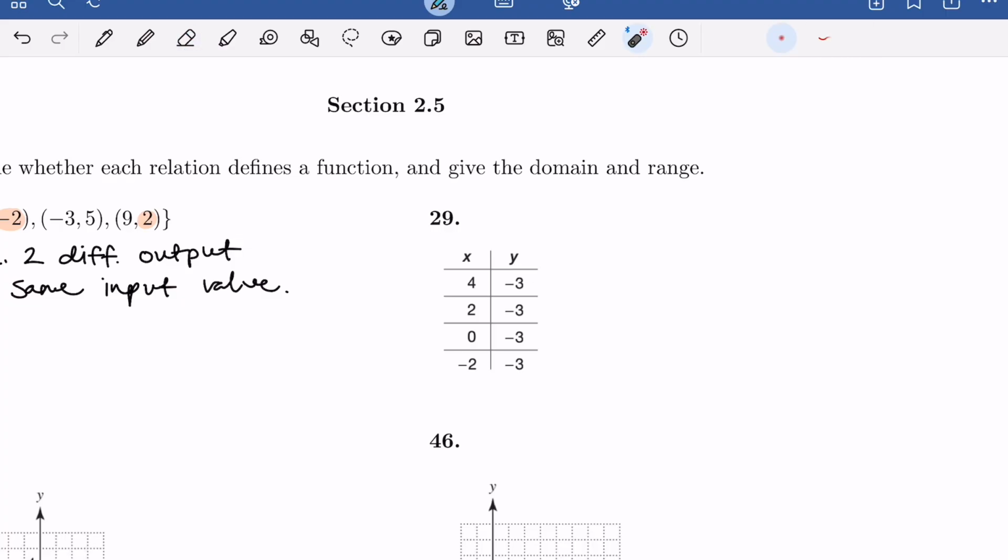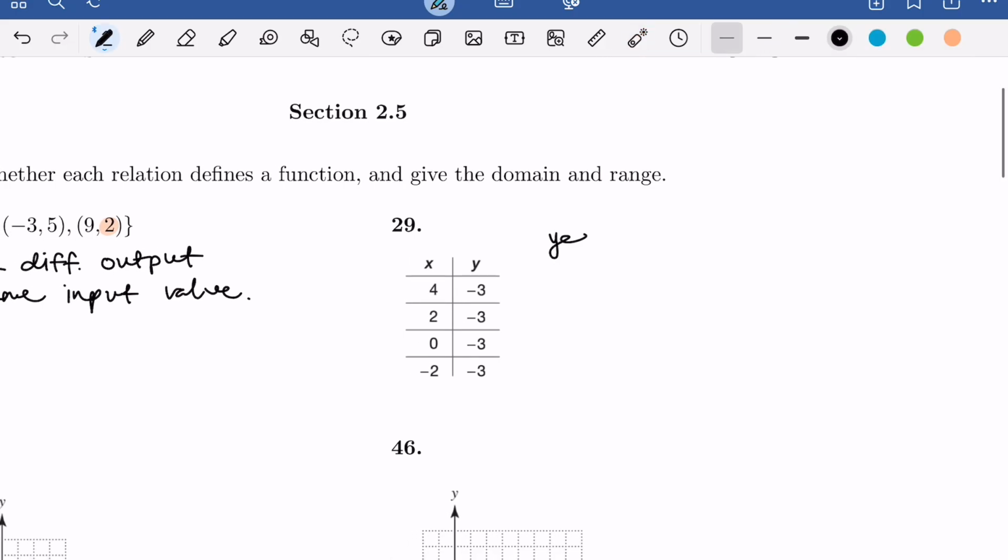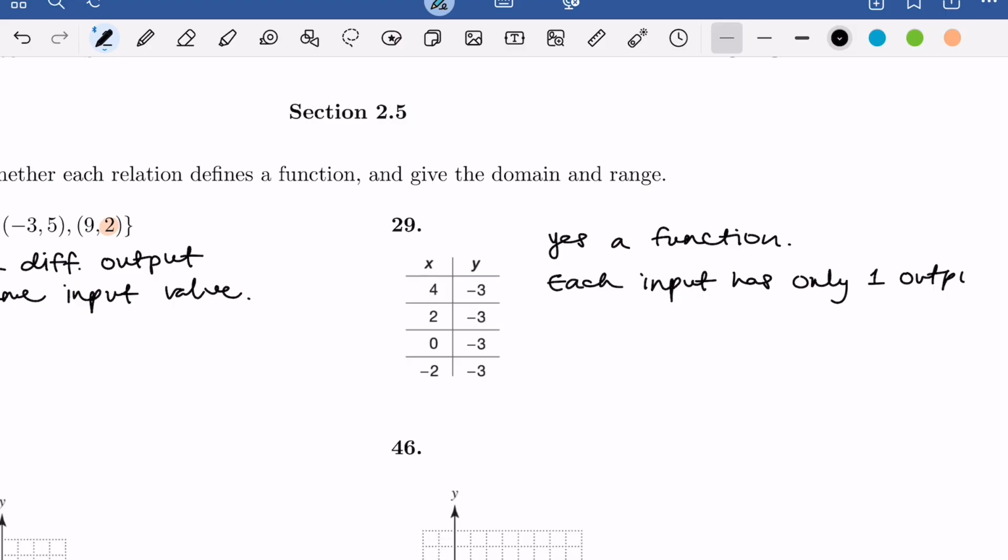Even though we have all of these repeated y values here, we don't have any repeated x values. Every single input needs to correspond to only one output, but we can have multiple outputs as long as they don't correspond to a same input value. That was the issue we ran into here. These two y's are different, but it has the same x. So in this case, this is a function. And we'll say each input, or x value, has only one output value.